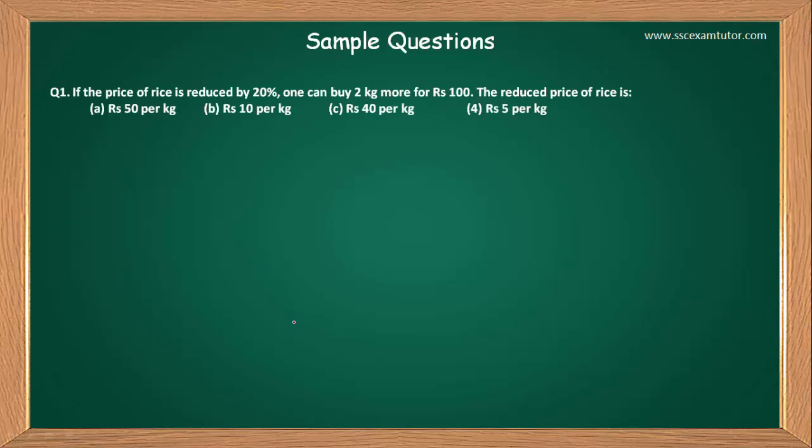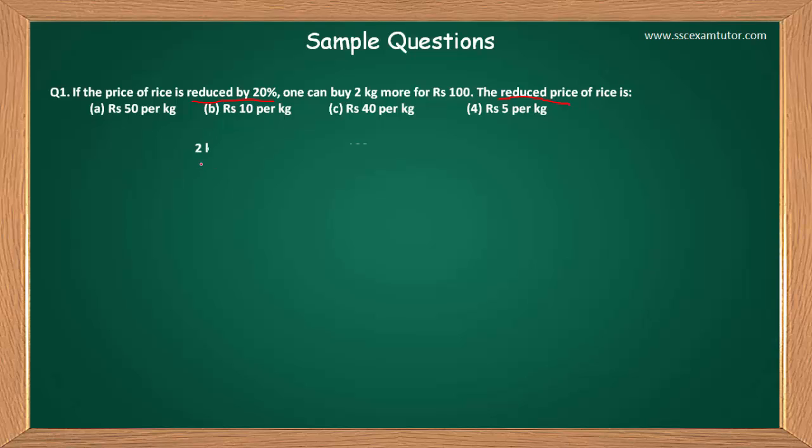So this is a question which was asked in previous year paper of SSC CGL. It says, if the price of rice is reduced by 20%, one can buy 2 kg more for 100. The reduced price of rice is. So you are asked to find the reduced price.